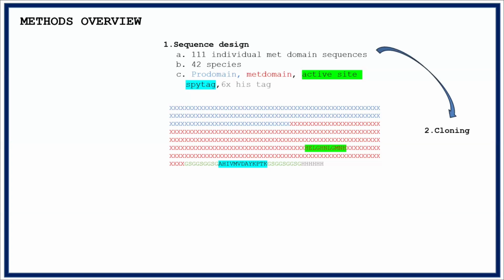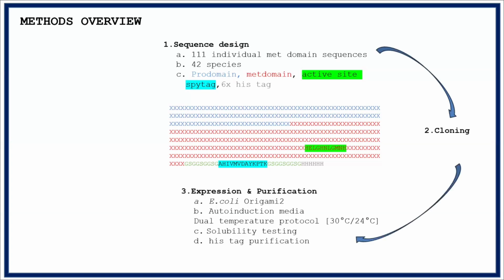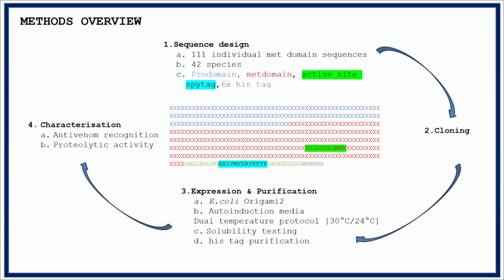And so all the cloning was performed and codon optimized for E. coli expression. And we did this using a cell line called Origami2, which we've had good experience with in the past for producing heavily disulfide bonded proteins. We used an autoinduction media with a dual temperature protocol, and then we performed various solubility tests before purifying via the protein's His tag. We then went on to characterize what we had expressed, particularly looking at antivenom recognition and whether there was any functional activity.